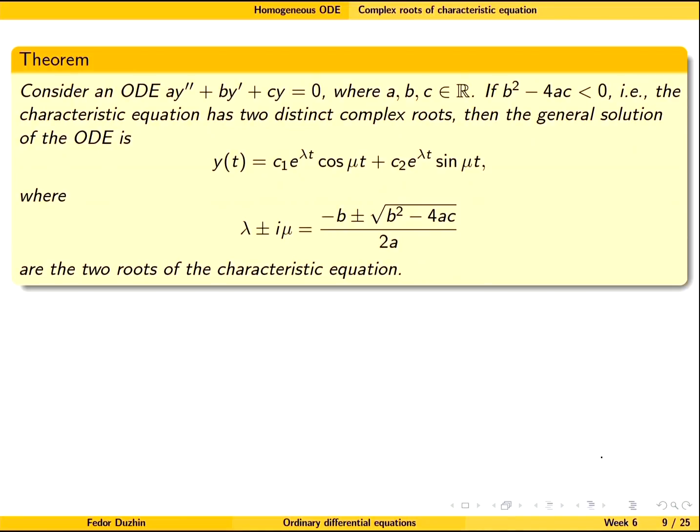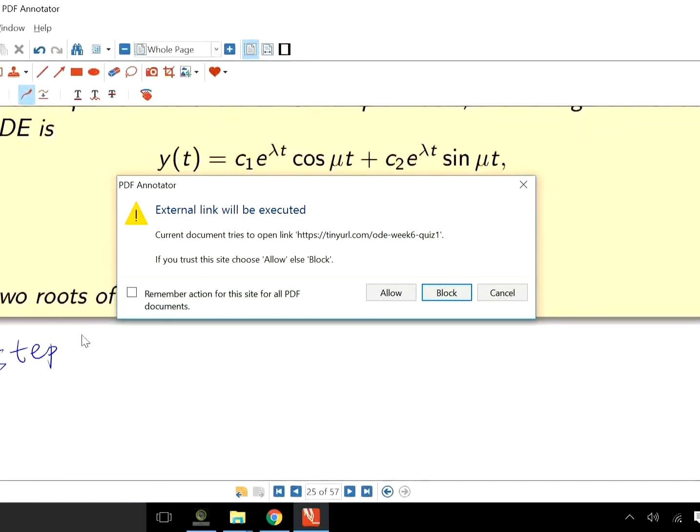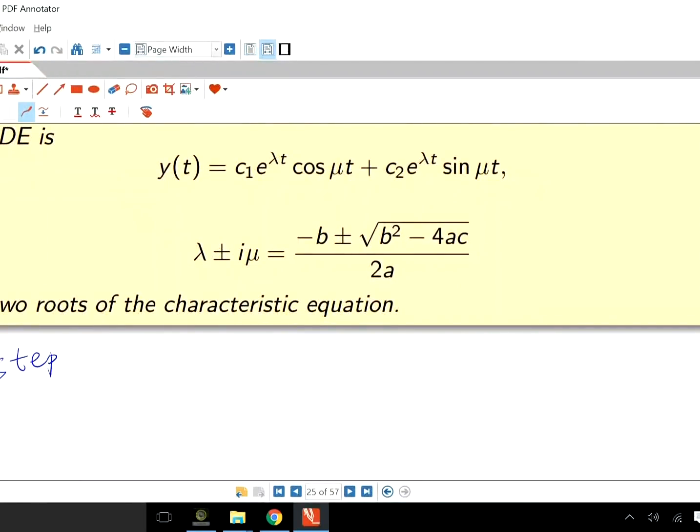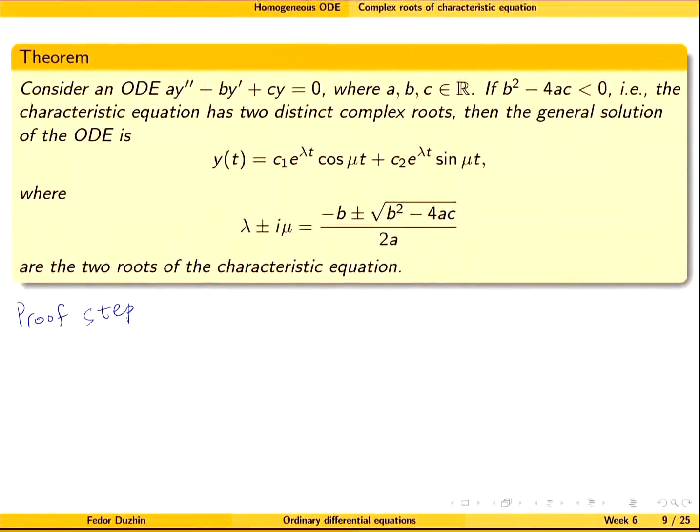So let me very quickly explain the steps of the proof.